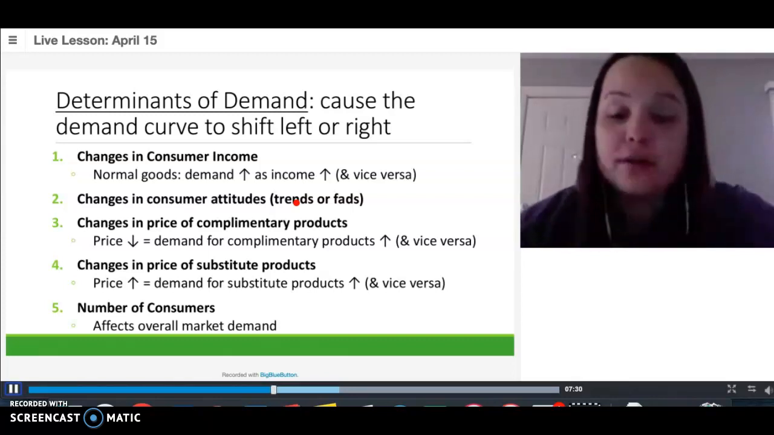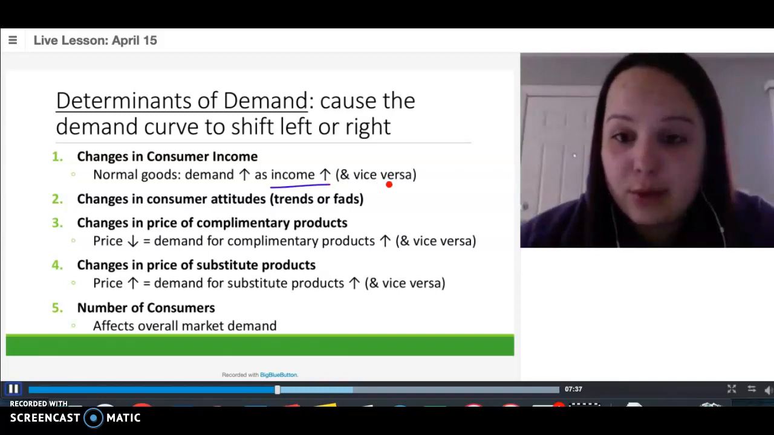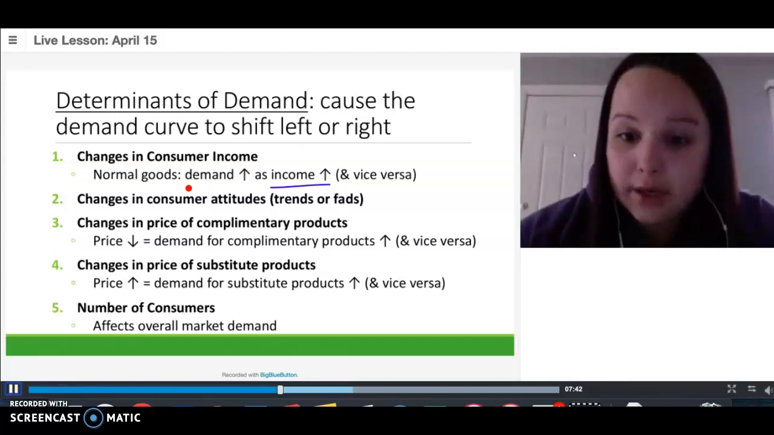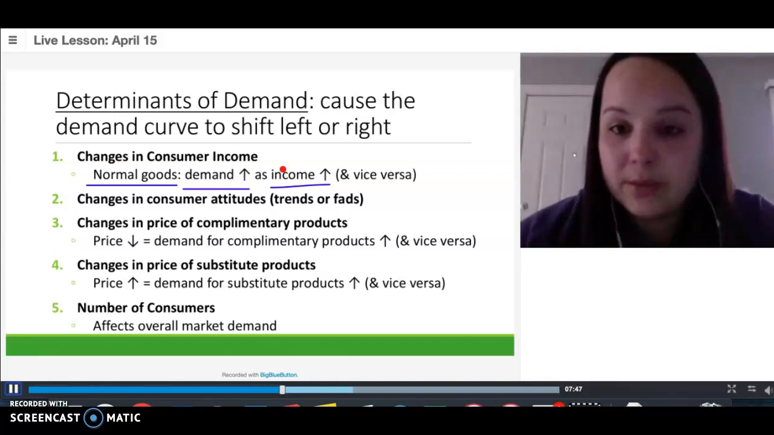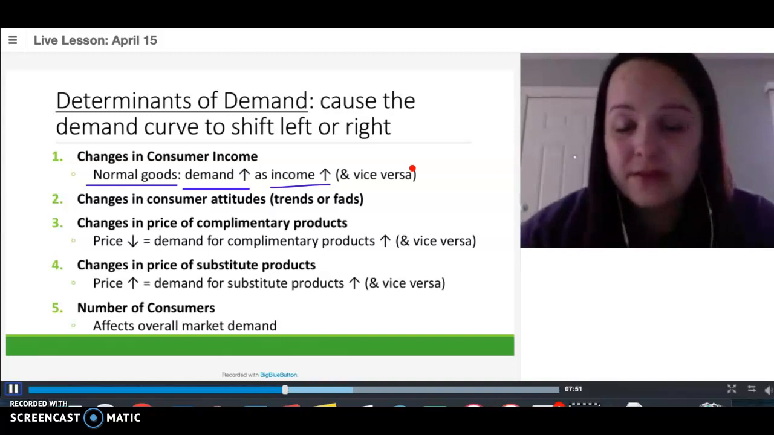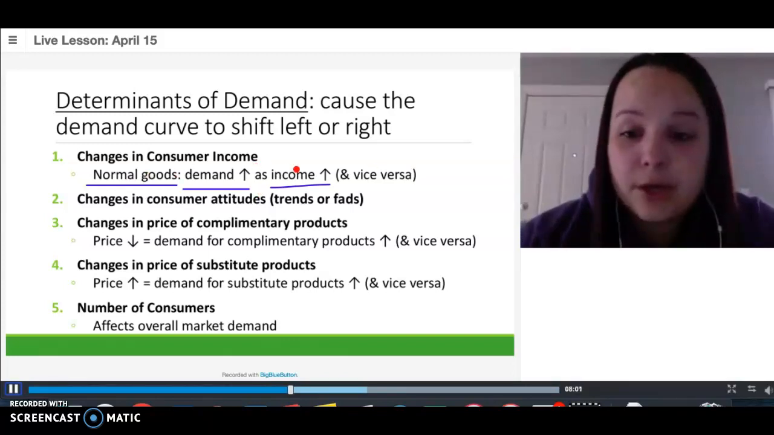So the first one is a change in consumer income. For example, if your income increases, let's say you get a raise at your job, you're making a few $1,000s more a year. As your income increases, so will your demand for what's known as normal goods, essentially the things you buy on a day-to-day basis. And then the opposite is also true. If someone loses their job, they become unemployed, and they have no source of income coming in anymore, then their demand for products will decrease. So change in consumer income is the first determinant that can shift a demand curve.